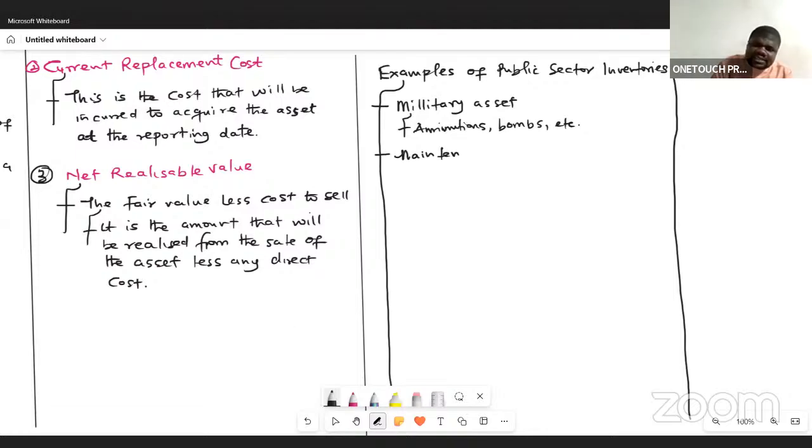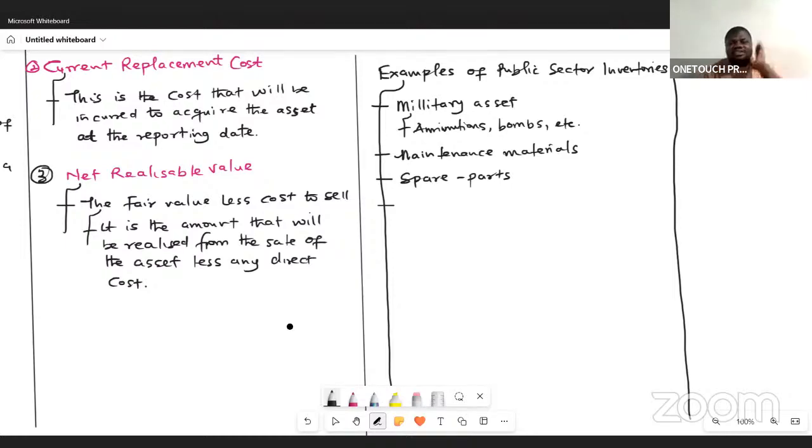We have the materials that are used for maintenance. And then we have spare parts. Spare parts, unless it meets the definition of PPE and the IPSAS 17. Otherwise, spare part is under what? Is under inventory.